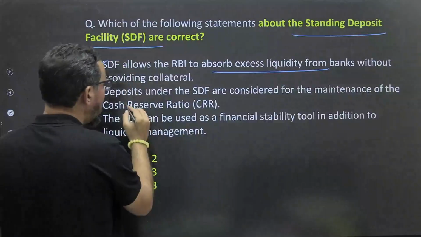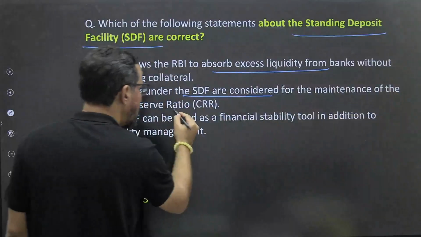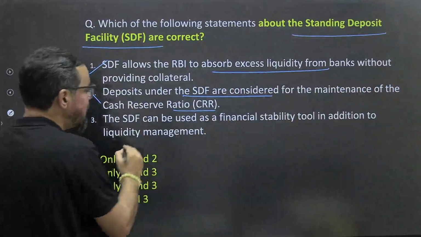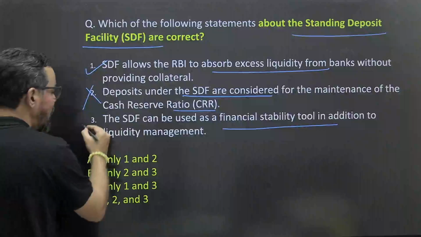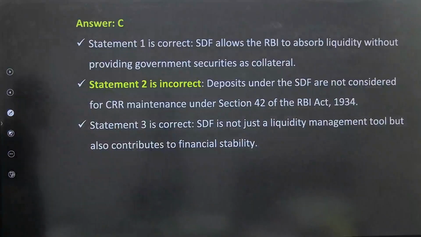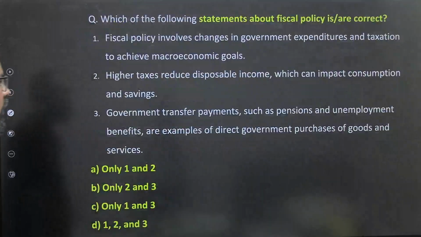True. Deposits under the SDF are considered for maintenance of CRR. No, they are not considered for this particular one. The SDF can be used as a financial stability tool in addition to liquidity management. Yes. 1 and 3 means option C will be the right answer for this particular one. So deposits under SDF are not considered for the maintenance of CRR.